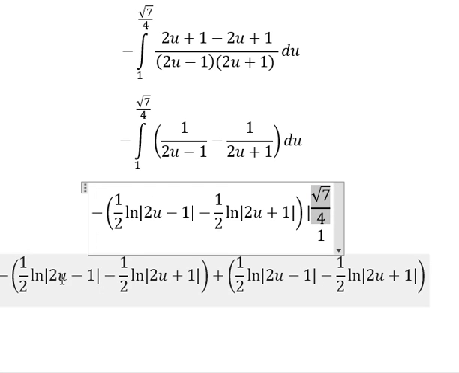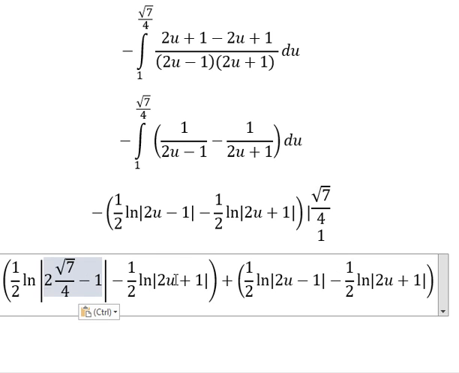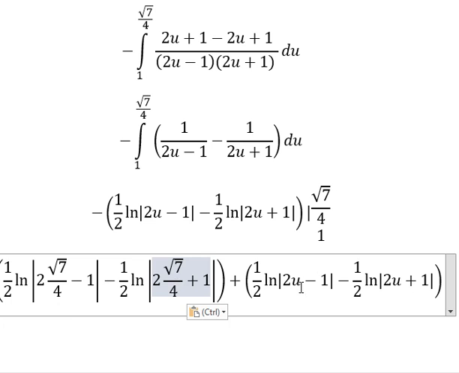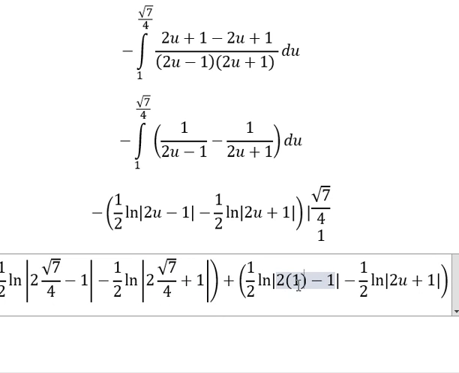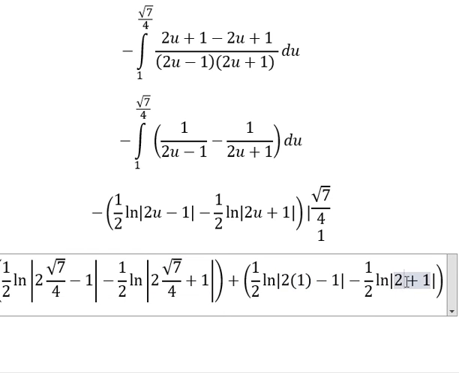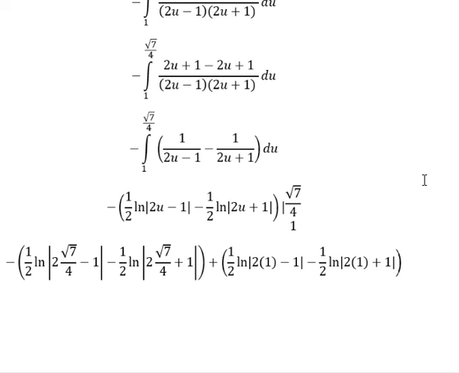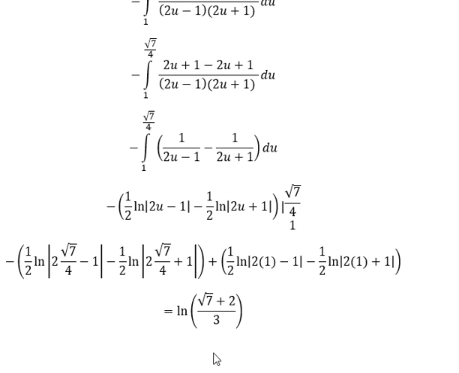So I will put this one going here and here. Number 1 going here and here. So if we simplify, you get this one. This is the end.